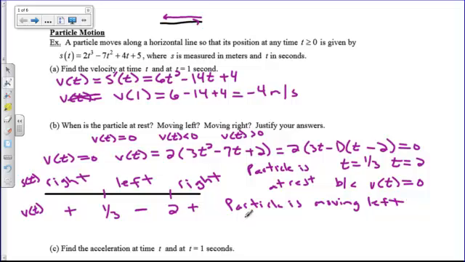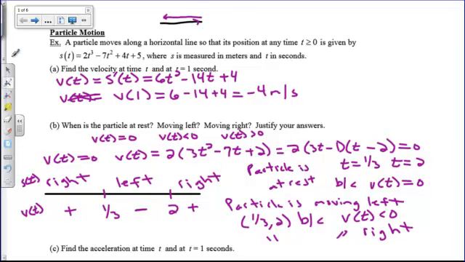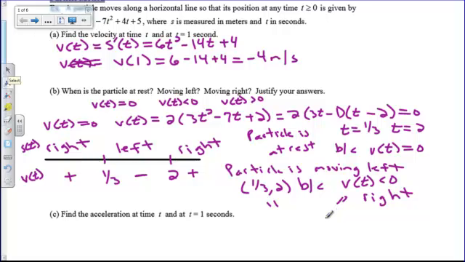On the interval from 1/3 to 2, because v of t is negative. And then I would say, quote, particle is moving right on two different intervals. I'm moving to the right from 0 to 1/3, unioned with 2 to whenever I feel like stopping. It didn't tell me, it just says greater than or equal to 0. And I would say because v of t is positive on those intervals.